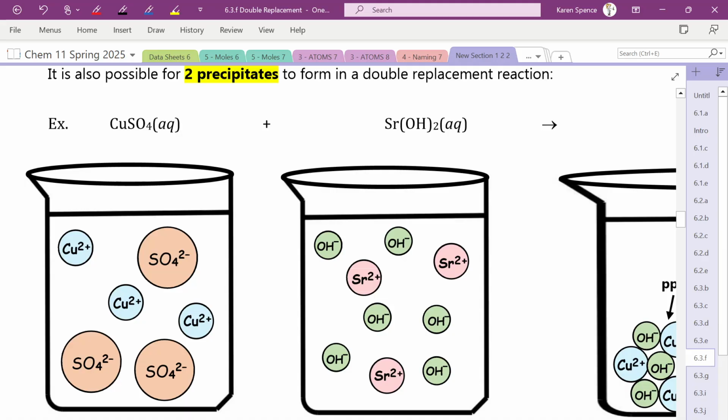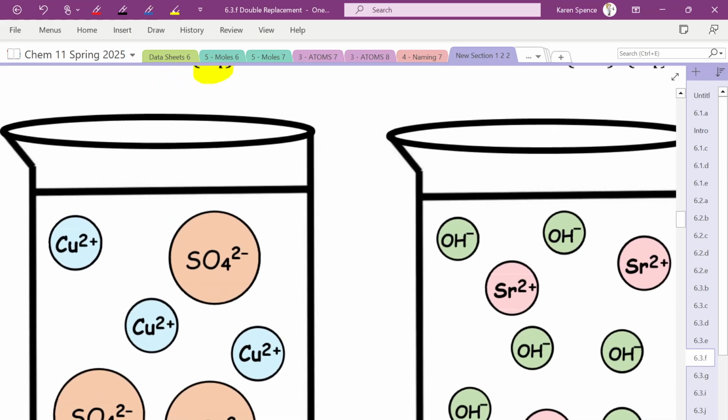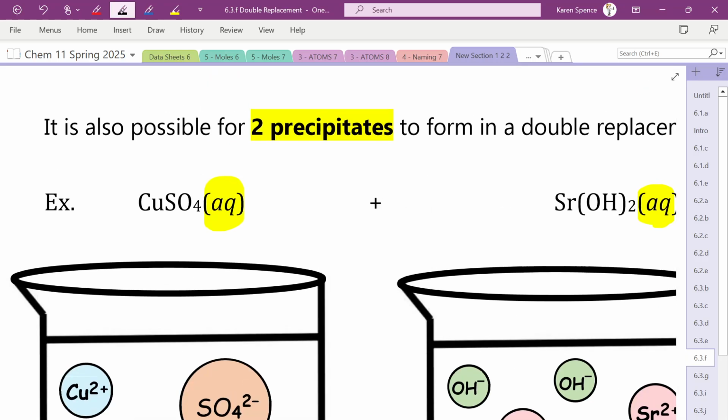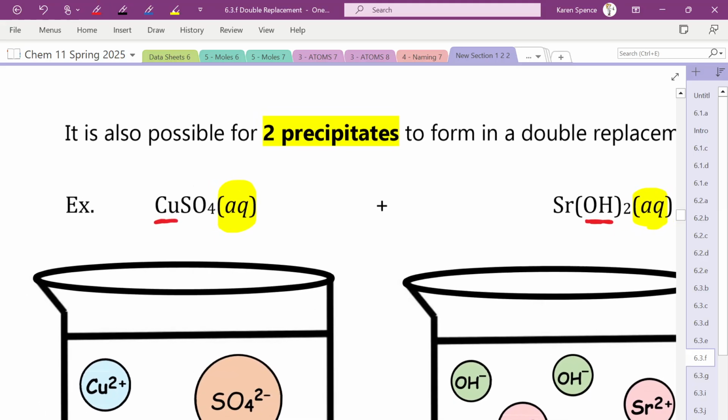So copper sulfate is aqueous. You can go and look these up if you want to. I have specifically picked things which are soluble, but copper sulfate is soluble. You can look it up on your chart if you want to. Strontium hydroxide is also soluble, so it is aqueous. Let us combine our outside ions. We have Cu and OH.